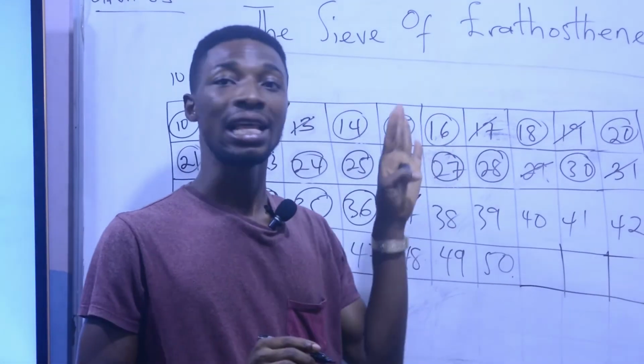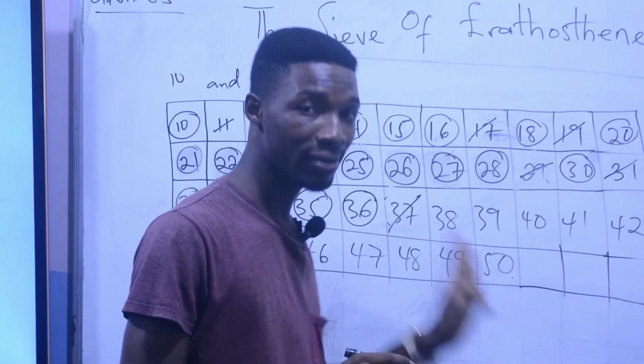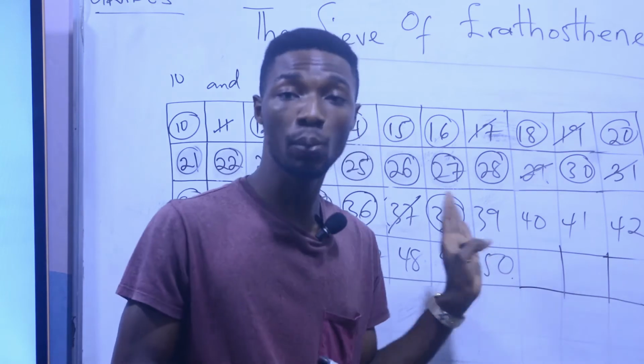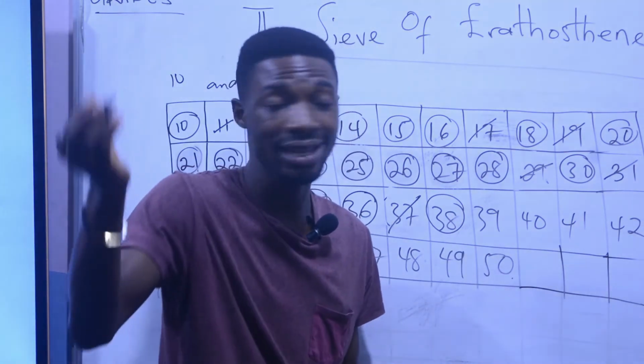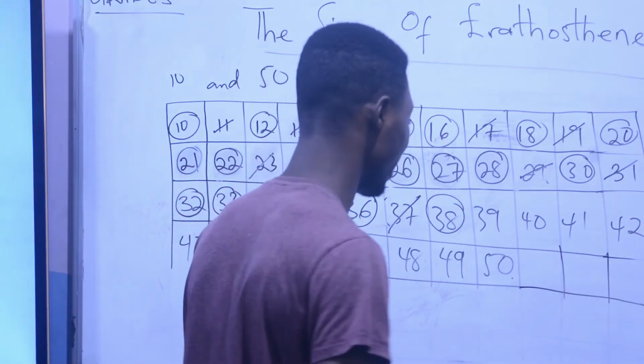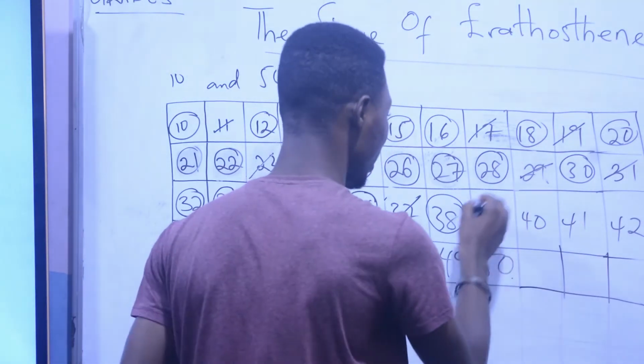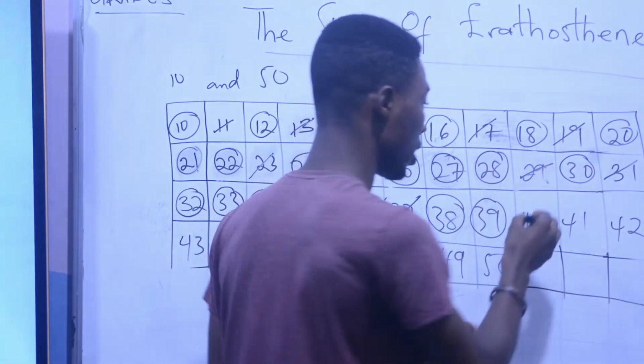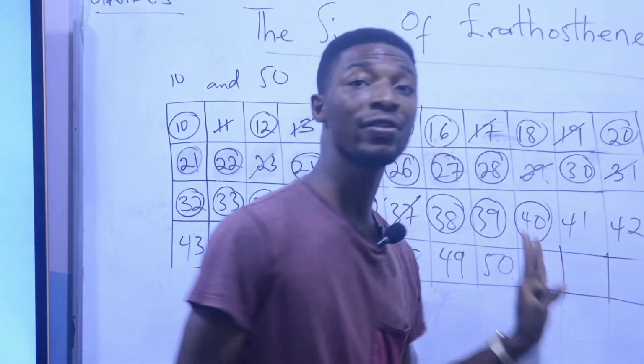38 has more than 2 factors, so it is not a prime number. We circle it. 39 has more than 2 factors. Count 3, 13. Therefore, I circle it. What about 40? 40 has more than 2 factors. It's not a prime. What about 41?